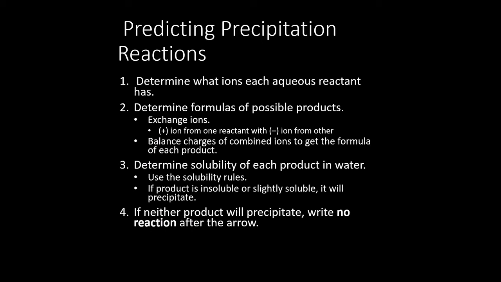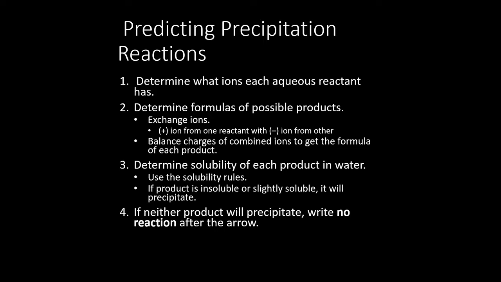Alright, so we know that we have certain mixtures of different solutions that can create a precipitant, something that will drop out of solution as a solid. Now let's work out how we determine what those are and how to write the correct chemical equation for those reactions. So we have a four-step process here we're going to use to write out these chemical reactions.